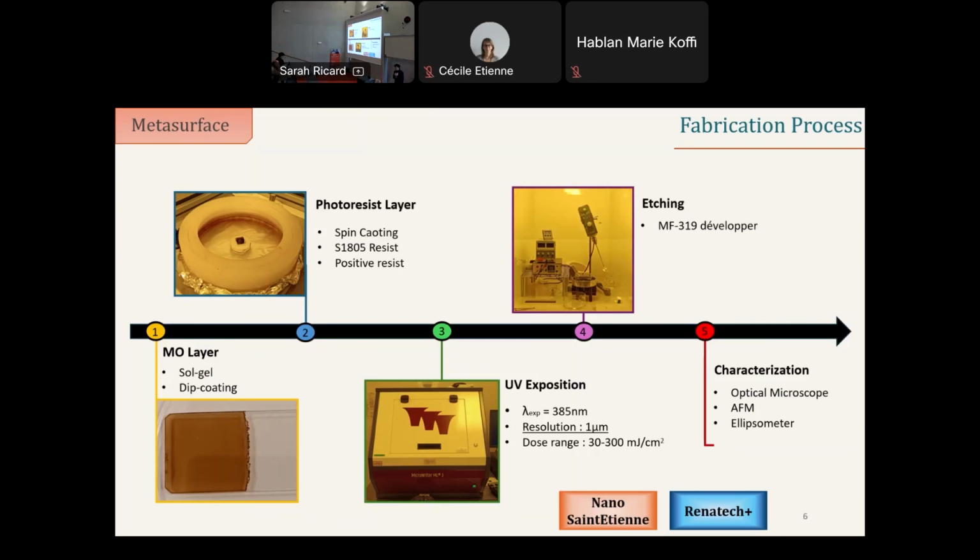For that, with the software, we can easily create our grating, and then the microwriter will automatically expose every area of our sample to create the grating we want. After exposition, we can reveal our grating with the etching process. After all these steps, we have our sample and it's ready for characterization.